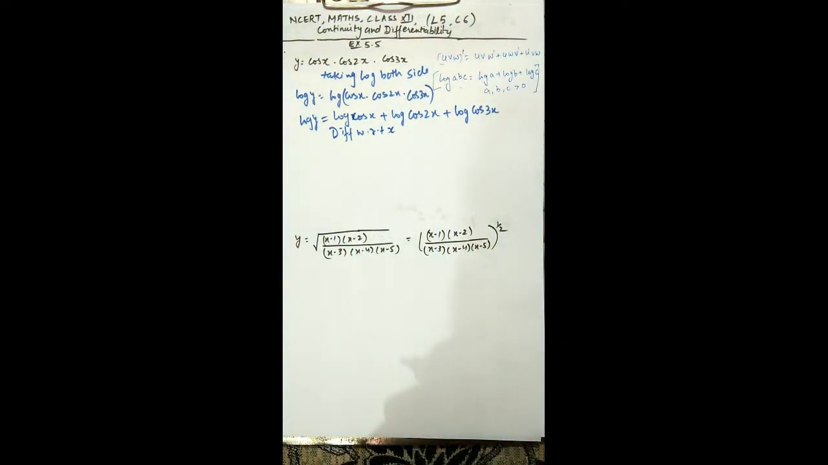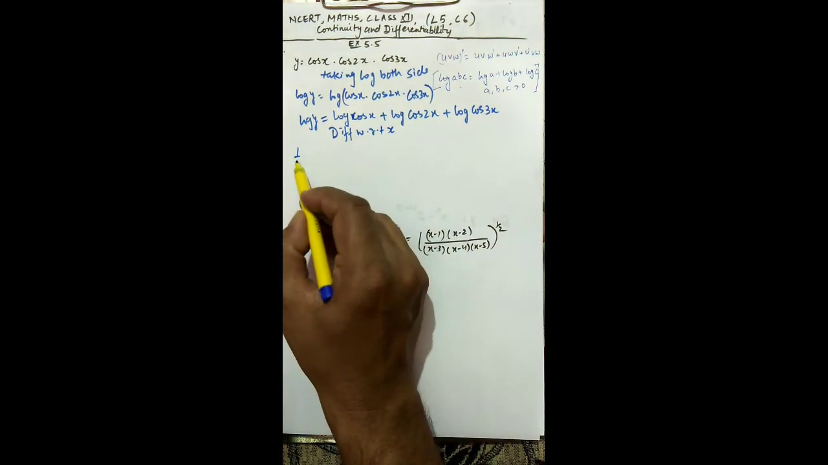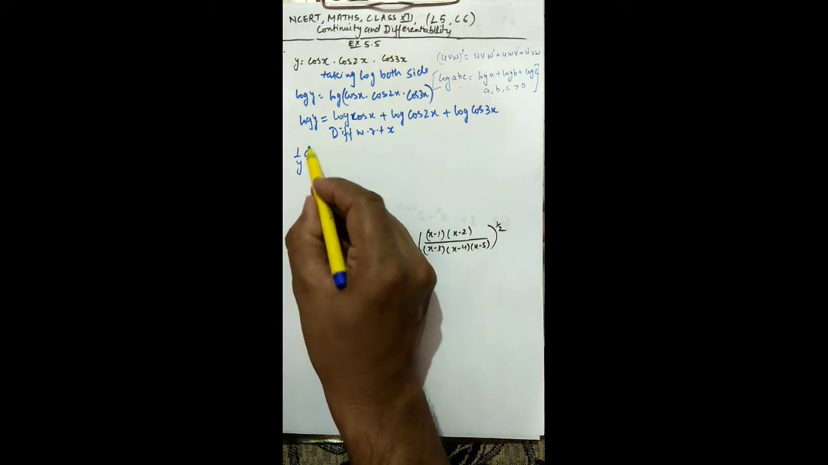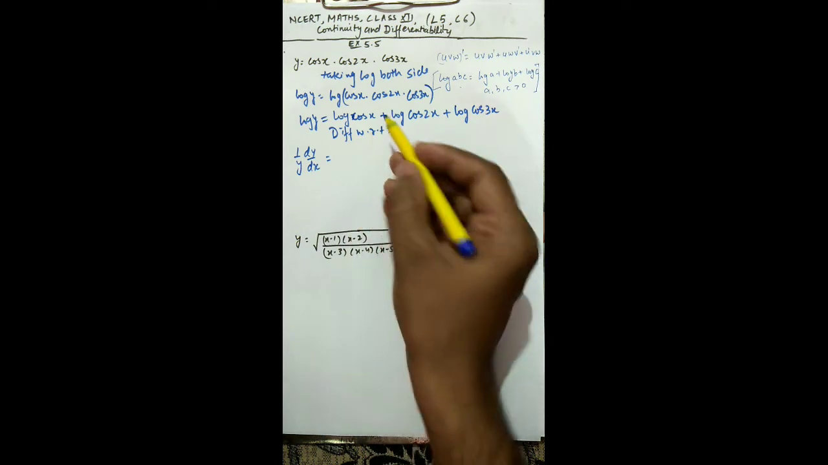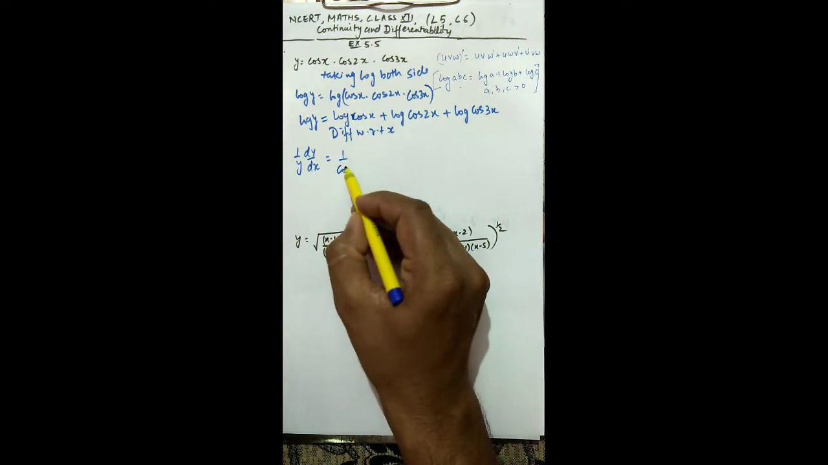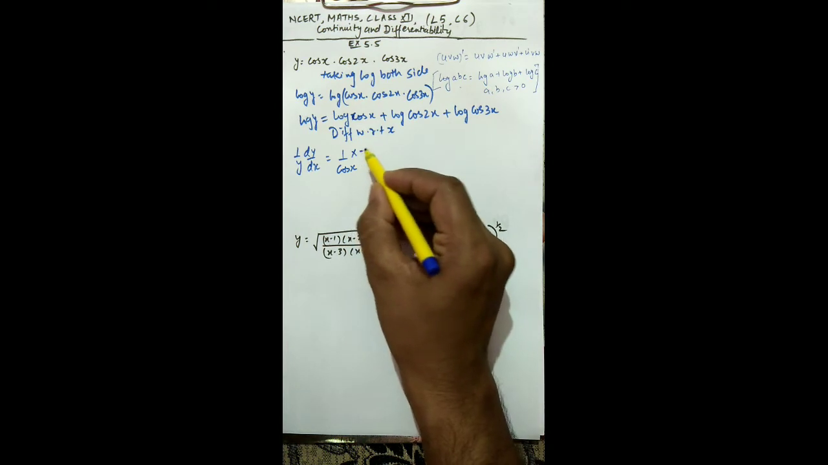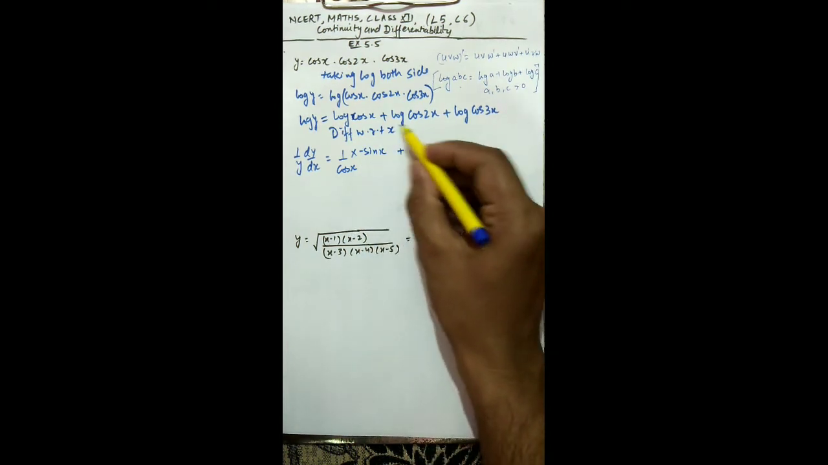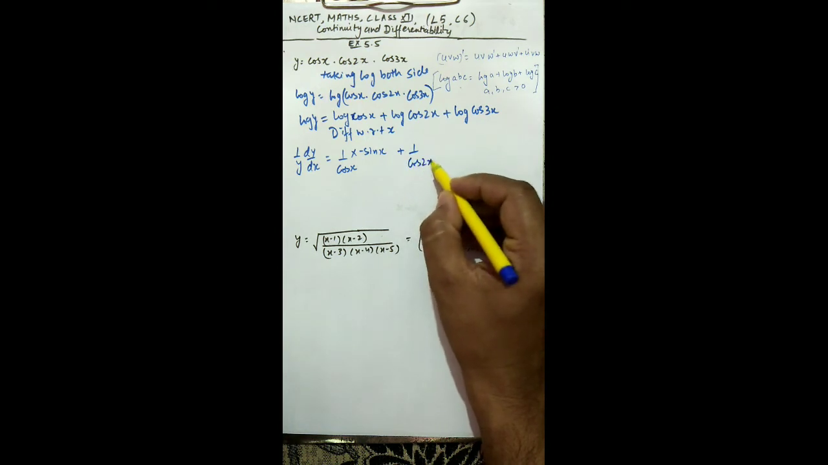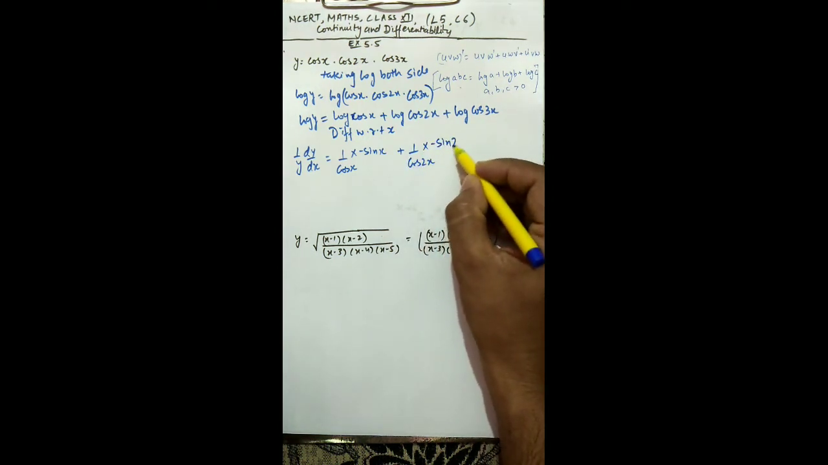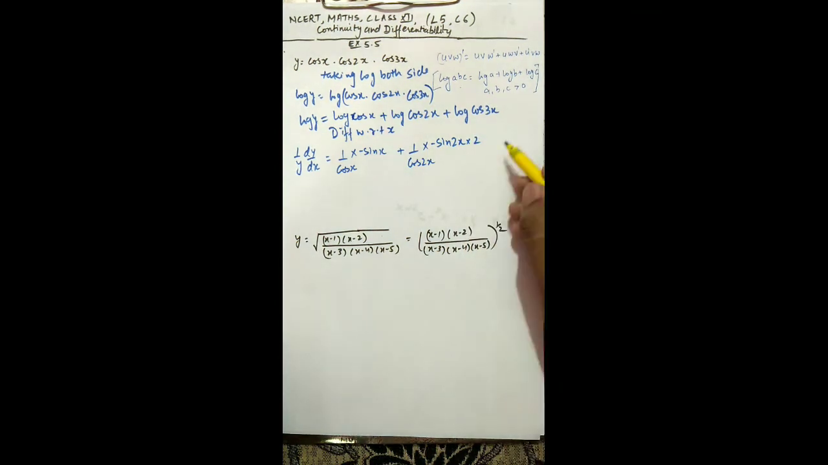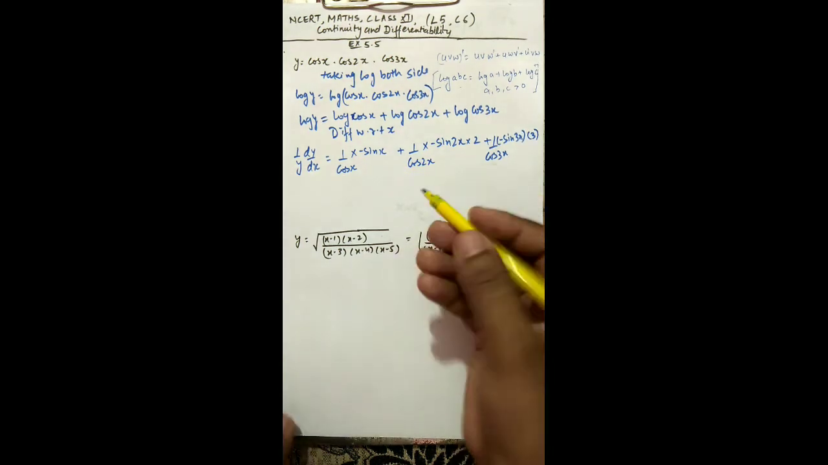Now you can see this is not a simple function, this is a composition of functions. So you have to apply the chain rule. First, this is log y, so the derivative is 1 upon y times dy by dx. For log cos x, it will be 1 upon cos x, and the derivative of cos x is minus sin x. Plus log cos 2x is 1 upon cos 2x, and the derivative of cos 2x is minus sin 2x, and for 2x it is 2. So I am applying the chain rule. This cos 3x is 1 upon cos 3x, and this will be minus sin 3x, and for 3x it will be 3. So now you can simplify this.